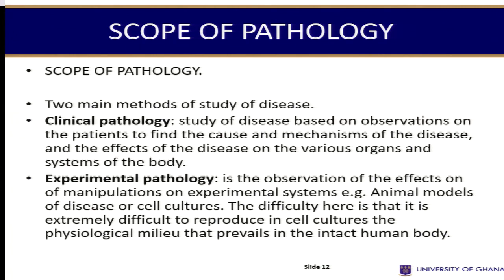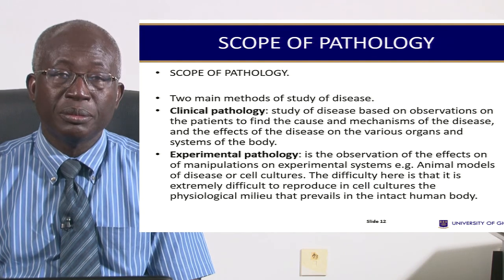Experimental pathology is observation of the effects on manipulation of experimental systems. For instance, animal models of disease or cell cultures may be used to study disease. The difficulty with this method is that it is extremely difficult to reproduce in cell cultures the physiological milieu that prevails in the intact human body. However, these are very useful techniques that are used today.